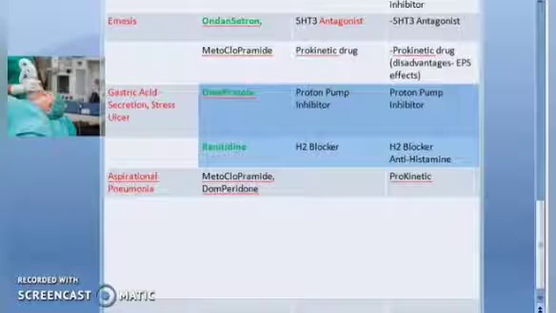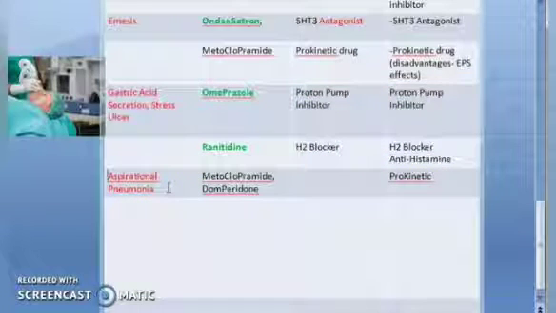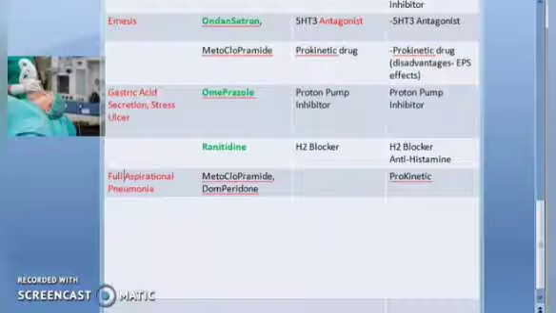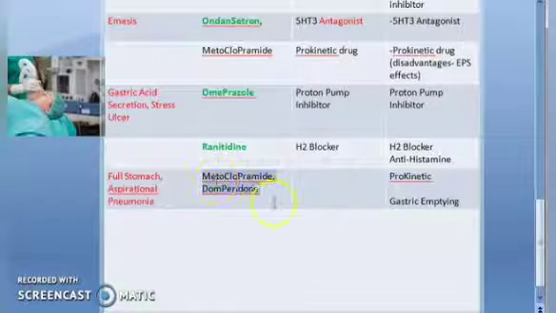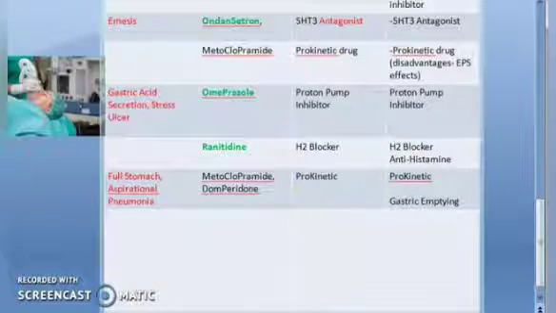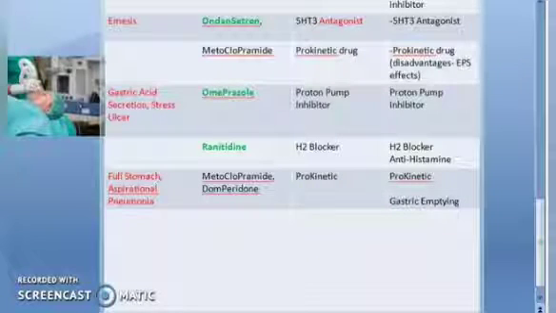Okay. Coming to gastric emptying before surgery to prevent aspirational pneumonia. So basically gastric emptying you want. Full stomach. You want to prevent this. Or aspirational pneumonia you want to prevent. So you want gastric emptying. This is what you want. So for gastric emptying you will give metoclopramide, domperidone. Both of these are what? Prokinetic drugs. Okay, both of these are prokinetic drugs. They increase the tone of the lower esophageal sphincter. They accelerate gastric emptying towards the intestine, correct?